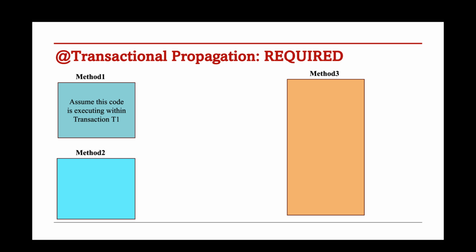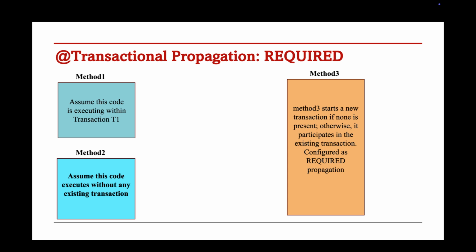Suppose Method 1 is executed inside a transaction, let's call it T1. Method 2 is executed without any transaction. And Method 3 is configured with propagation.required. What does that mean? Method 3 says, if a transaction already exists, I will use it. If no transaction exists, I will create a new one.